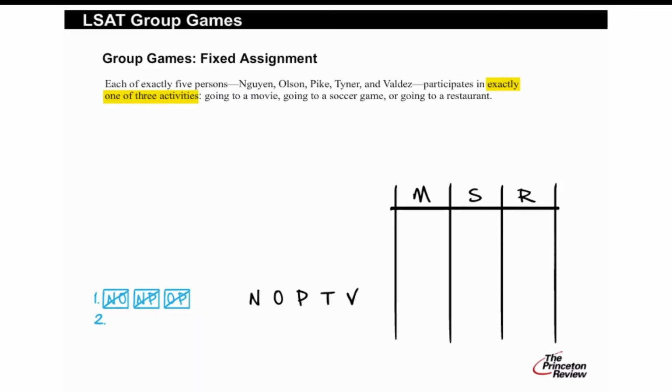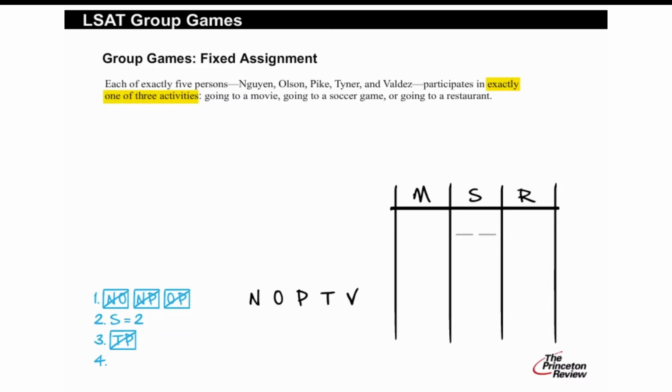Clue 2 states that exactly 2 persons go to a soccer game, so put 2 slots in S. Clue 3 says that Tyner and Pike do not participate in the same activities as each other. This is another anti-block with T and P.